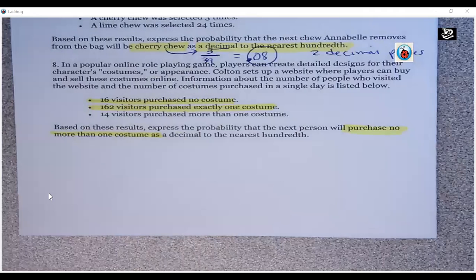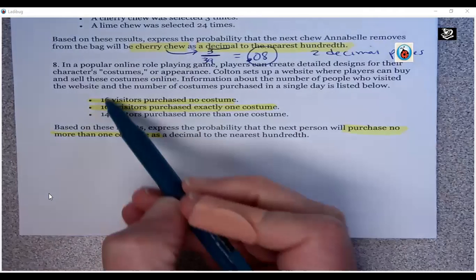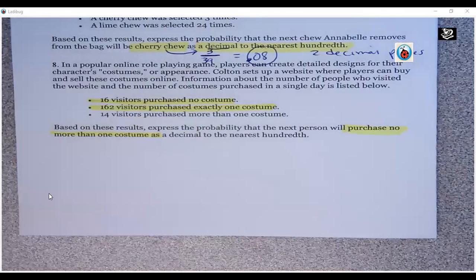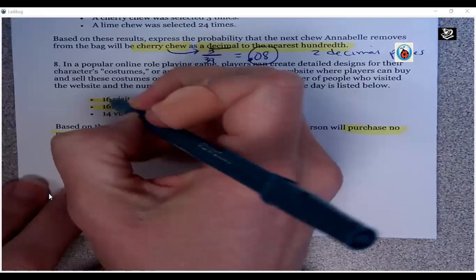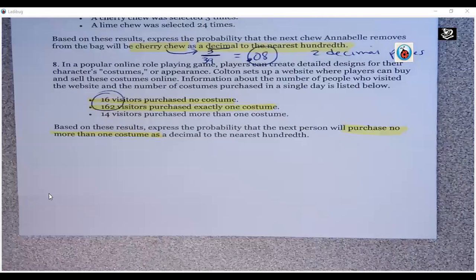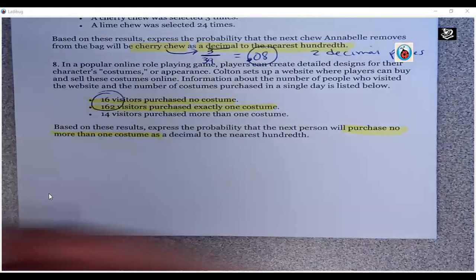What do you think I'm going to do with these two numbers, guys? You add 16 and 162 together and then divide. Good. You add these together. So that gives me what? It gives you 178. 178. My brain is slow this Monday.